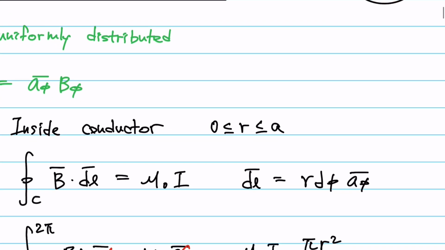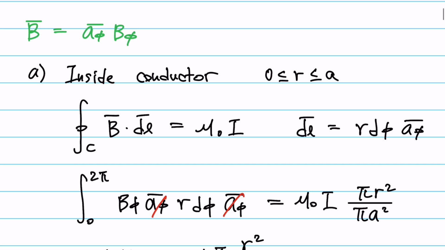Okay, now we're going to plug this in here. And if you do that, and if you plug in the B definition, you get this equation. And because the two a phi's multiply into one, we can get rid of that. And this integral is left with d phi. So it's a phi integral. And r doesn't care about the phi. B is a constant.